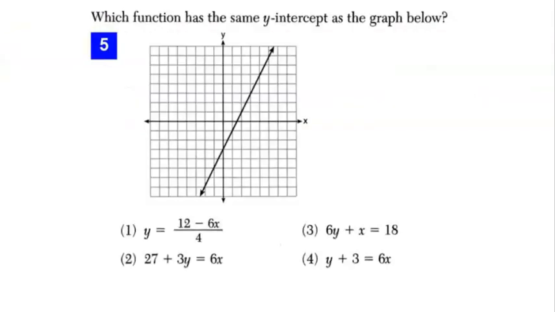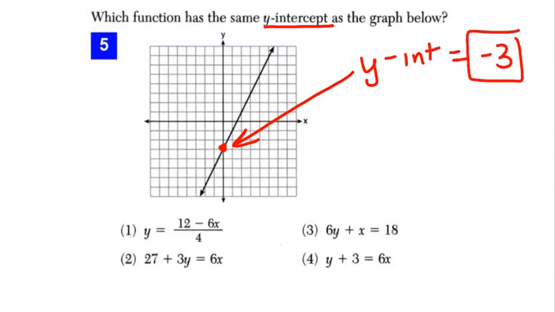Question number 5 asks you which equation has the same y-intercept as this graph. And it looks like the y-intercept is -3. So that's the number we're looking for. And if I were to put this into slope-intercept form, I would divide this by 4 and this by 4, giving me 3 minus 3/2 x. Well, that y-intercept is positive, so this one's out.